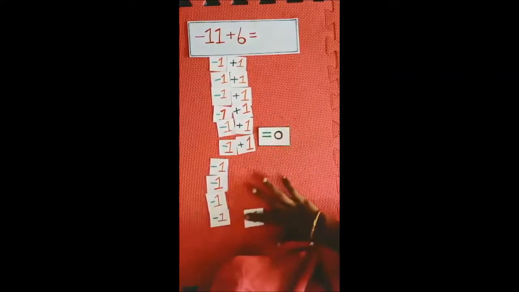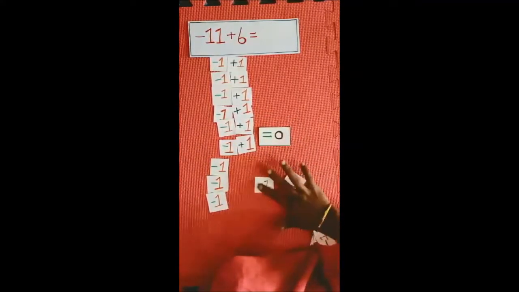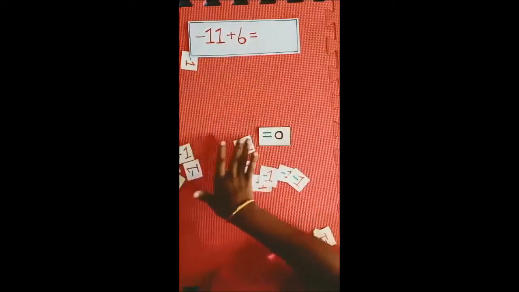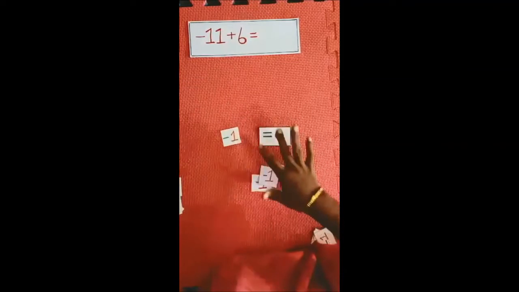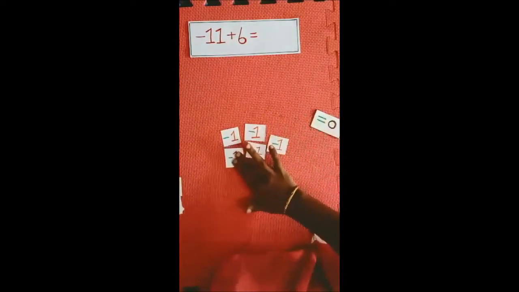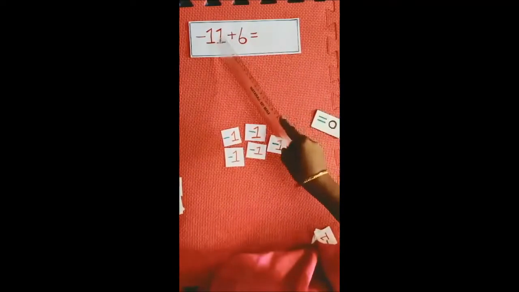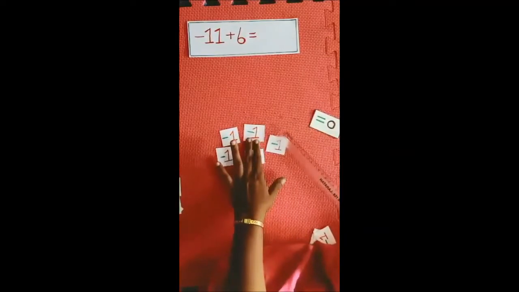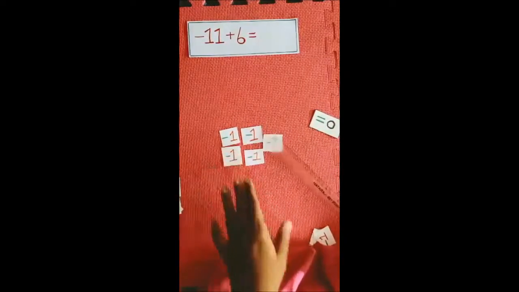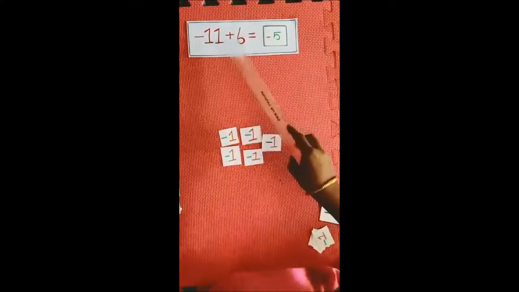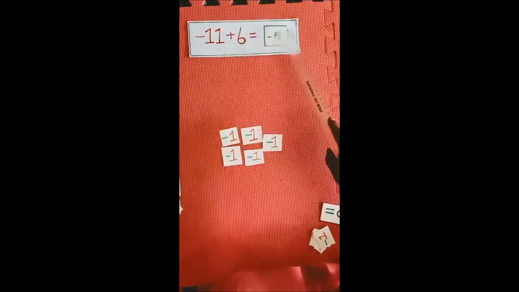So what are the remaining cards? Minus 1, minus 1, minus 1, minus 1, minus 1. Totally how many minus 1s do we have? 1, 2, 3, 4, 5. So by evaluating minus 11 plus 6, we get 5 negative ones. If you add all these minus 1s, you get minus 5. So minus 11 plus 6 is equal to minus 5.